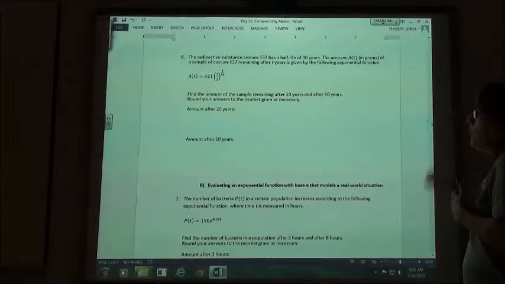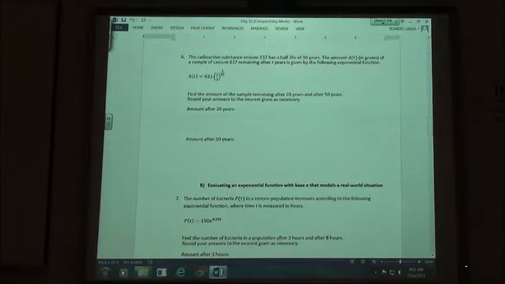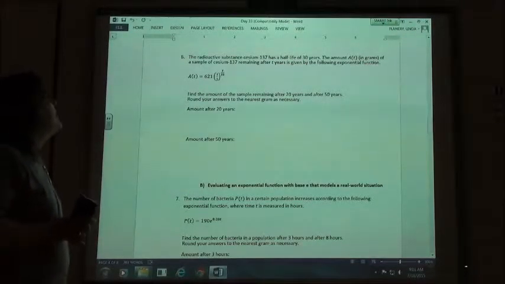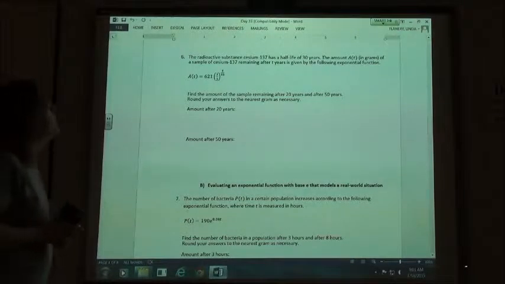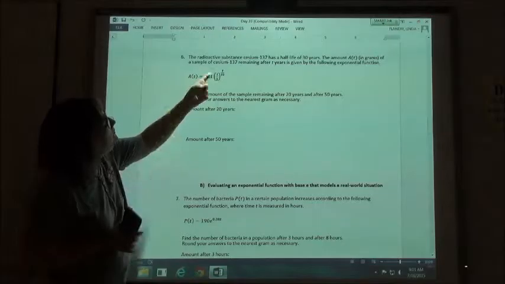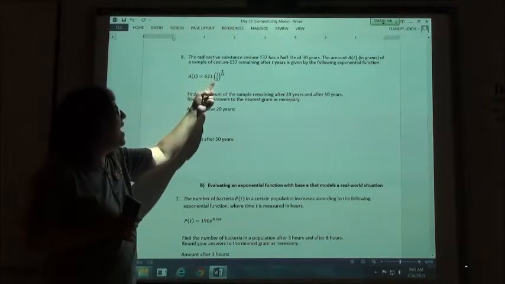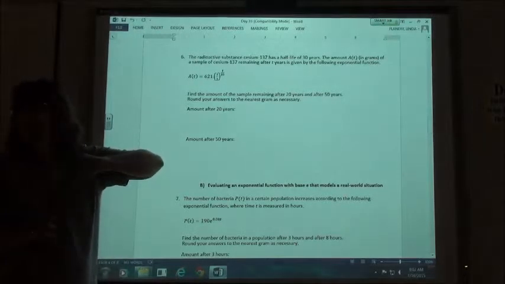So number 6, the formula looks sort of the same thing. It says a radioactive substance, cesium-137, has a half-life of 30 years. The amount A of t in grams of a sample of cesium-137 remaining after 2 years is given by the following exponential function. So again, we are starting with 621 grams. It has a half-life of 30 years. And so on the first one, we're going to do 20 over 30.